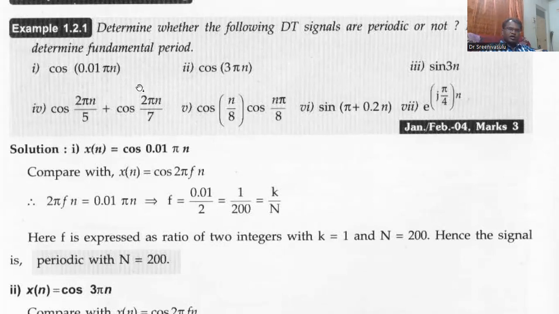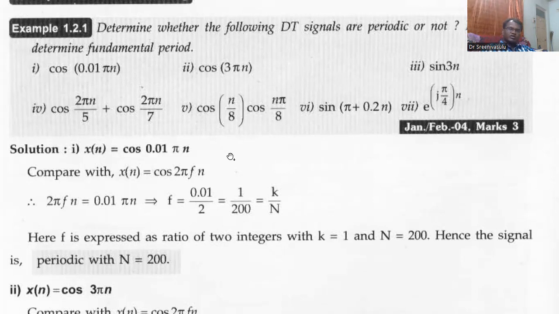Next, you see the addition of two signals, x1 of n and x2 of n, with omega 1 and omega 2. Here you find out N1 and N2, and then find the ratio of N1 and N2. Then you see whether the ratio is rational or irrational. If it is a rational number, then we can say that it is periodic. And you see here a product of those two signals, whether it is a multiplication case or an addition case.